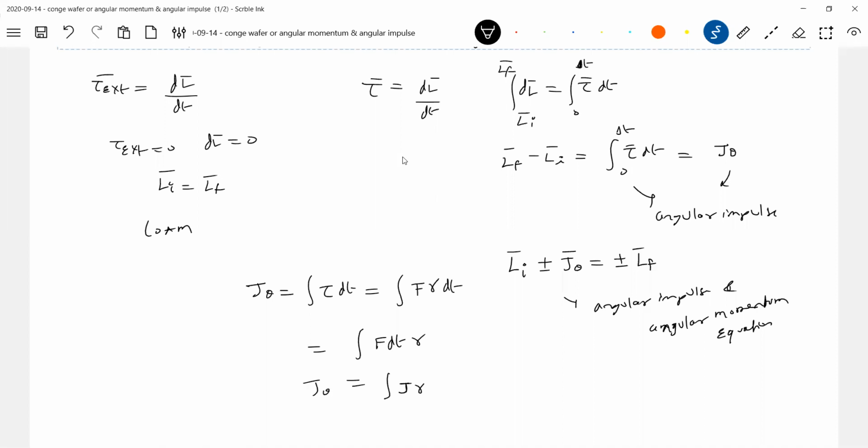A force, like an impulse acting at a distance r, will set up angular impulse, or a torque acting for a small duration of time will set up an angular impulse. So what you should do now, in any numerical where a force acts for a small duration of time, check if that force sets up a torque, then the torque into that small duration of time will be angular impulse. Or if a force acts for a small duration of time, it will be impulse. That impulse into moment arm or perpendicular distance will become angular impulse.